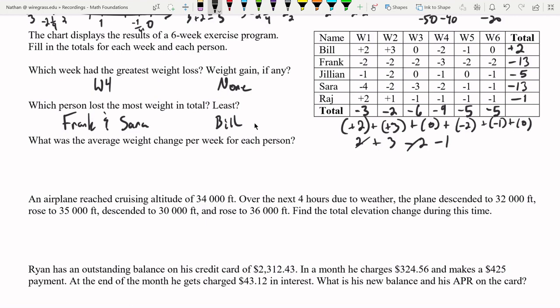Okay, what was the average weight change per week for each person? So there are 6 weeks, and each person had a different weight change, right? And that is shown here by these totals.